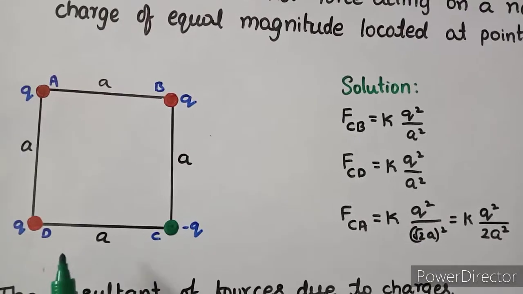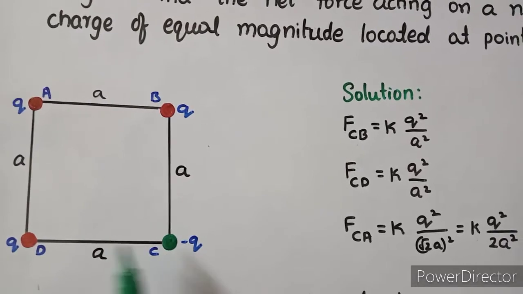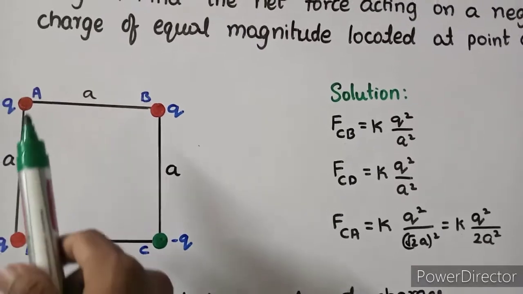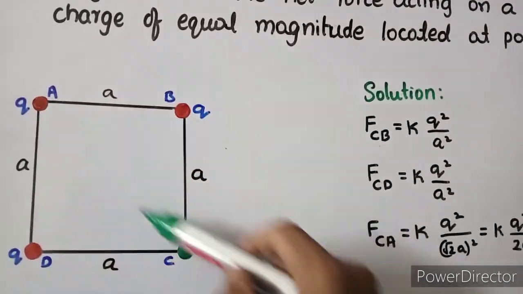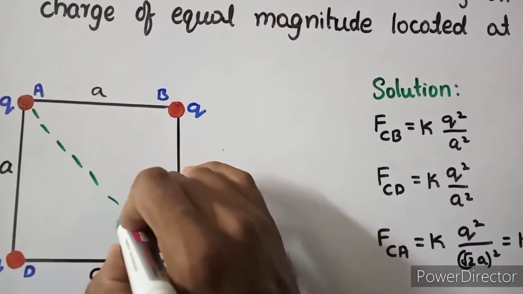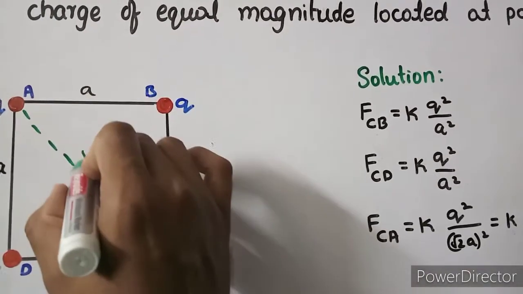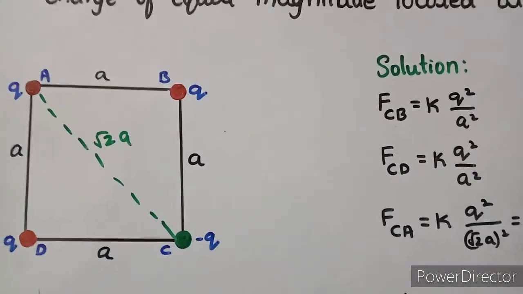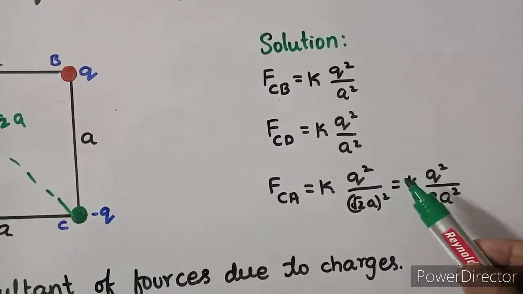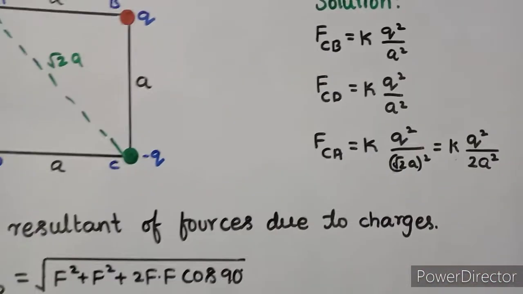Okay, so then the force due to the charge at D on C is given by K Q square divided by A square, and for the force due to this one, Q into Q, what will be this distance? We can find this by using the Pythagoras formula: square root of A square plus A square. How much is that? Root 2 A, right? So now K Q square by root 2 A whole square, that is equal to K Q square by 2 A square, since root 2 square is 2 and A square is A square only.